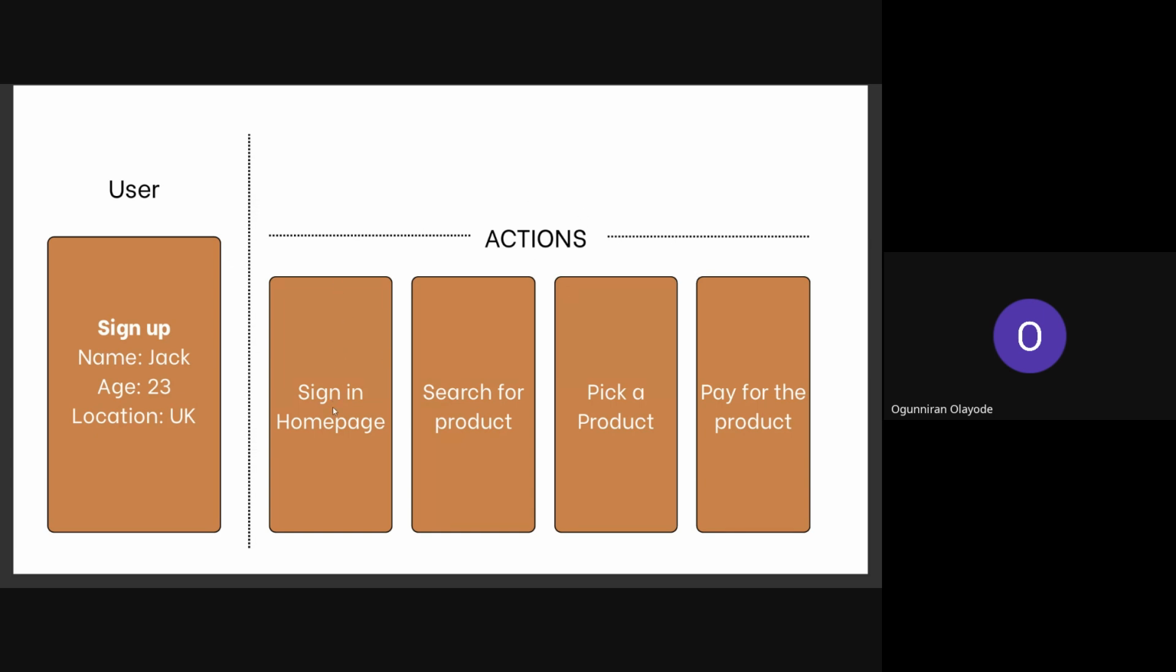And these are the different events I'm talking about. Sign in is actually an event or an action. Search for a product is an event. Pick a product is an event. Pay for the product is an event. So what we are doing in event-based tracking is we are tracking all these events to actually know how people are interacting with it.